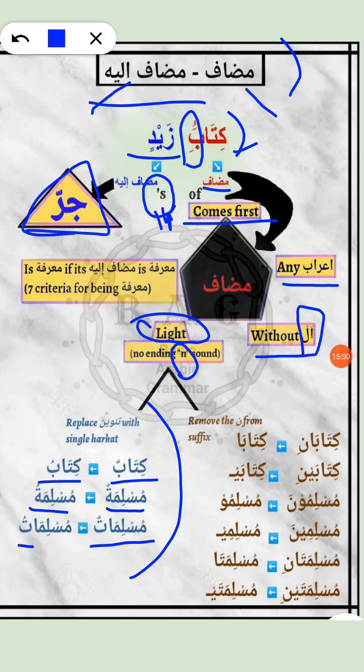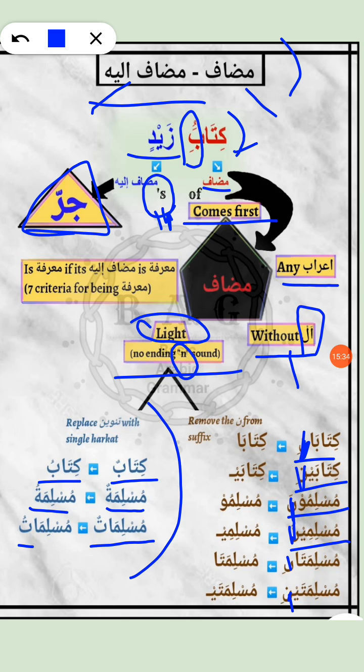Similarly, if you have a suffix, for example, kitabani or kitabaini or muslimuna or muslimina, all of these are ending with noon. So you just remove this noon, and it becomes your light ism. Kitaba, kitabai, muslimu, muslimi, and so on and so forth. So what are the two ultimate criteria for your musaf? That it has to be without al and it has to be light. That means no ending na sound. Now for the tip.